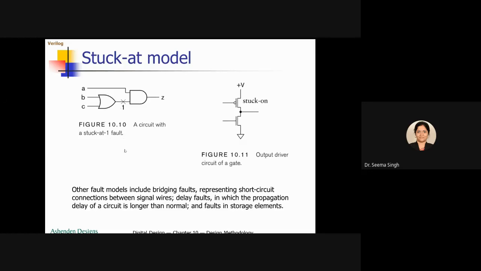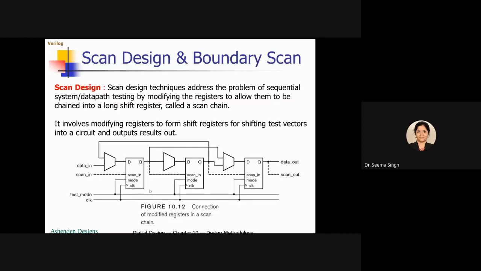Now, other types of fault are bridge fault, short circuit connections between signal wires. There will be delay fault also, when you understand that a specific value or signal should have come earlier, but it is not coming early, meaning there is some problem in the path that is delaying it. That is called delay fault, in which the propagation delay of a circuit takes longer than normal time. And there may also be a fault in storage elements. So these are the initial discussions which we did.